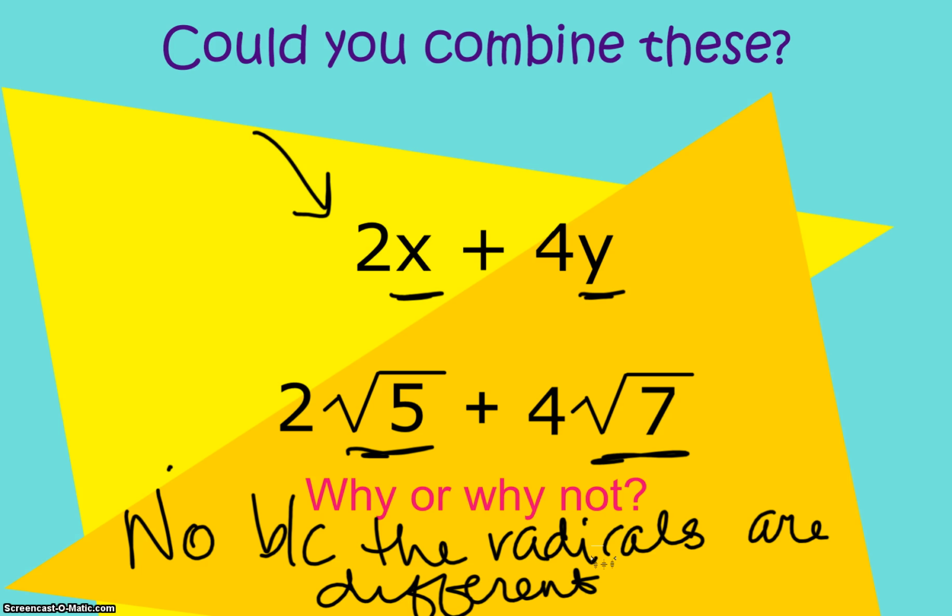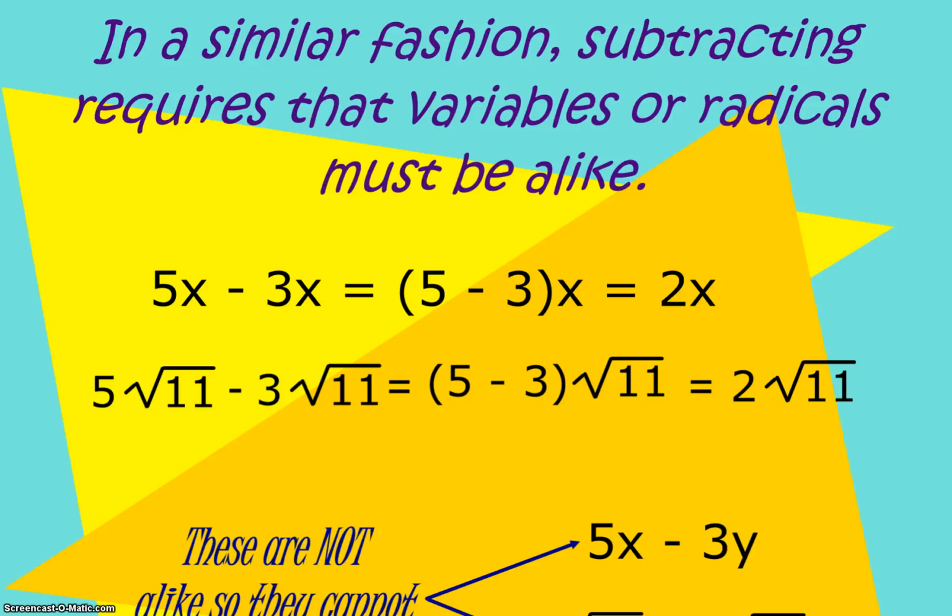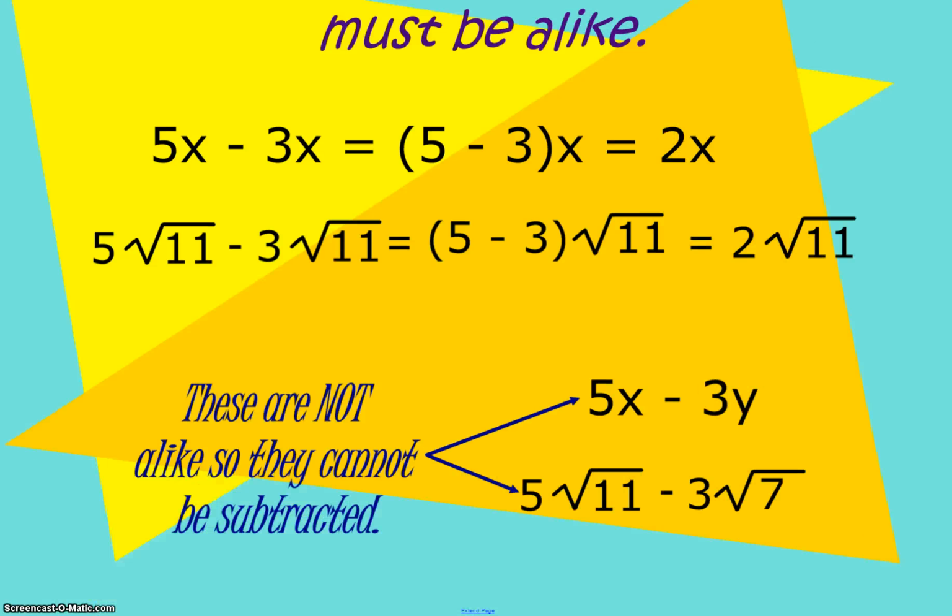All right, so let's go to the next slide. Okay, so if we're adding, they have to have the same radicals, and it's going to be the same thing with subtracting. In a similar fashion, subtracting requires that variables or radicals must be alike. And this is just another example that shows when you can and you cannot combine radicals.